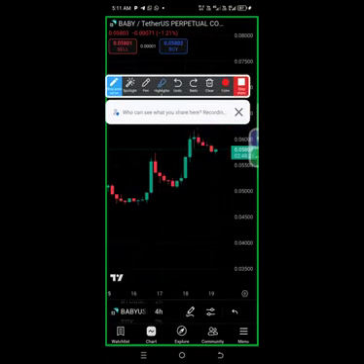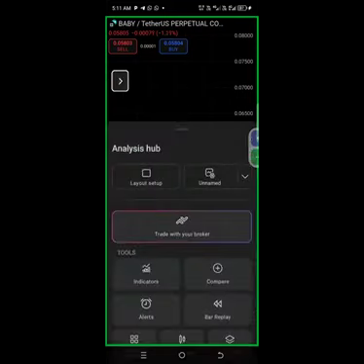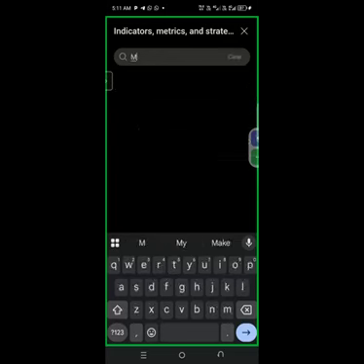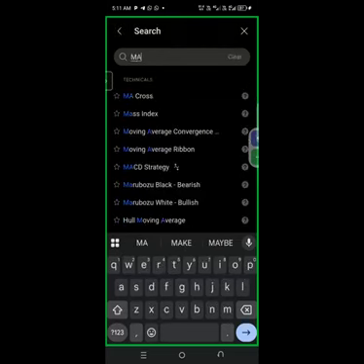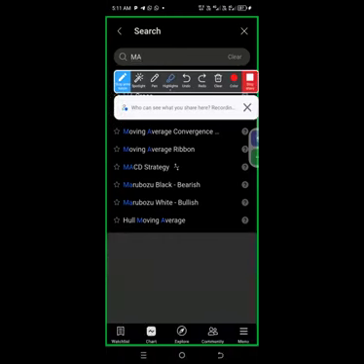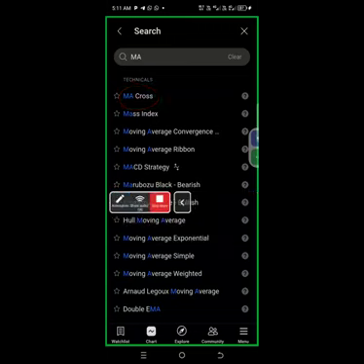Hope you are following. Mind you, we are analyzing this together. So tap on it, then click on indicators. We are searching for moving average cross. So here it is. We are going to use the moving average cross. And then we add it. So let's tap on it to add it. Very good. We've added it.